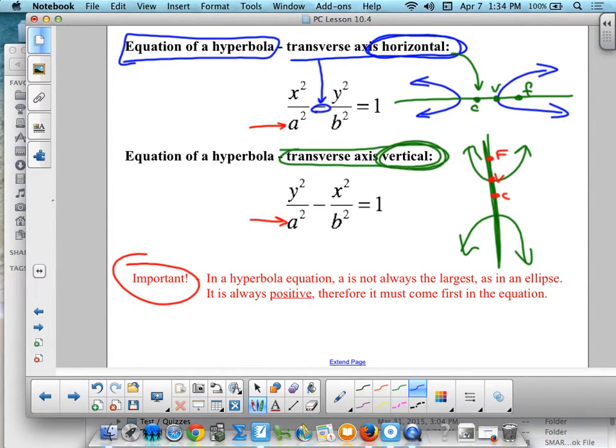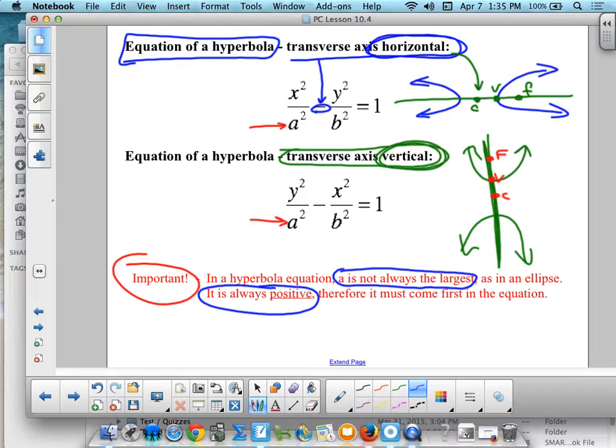Okay, what's so important? In a hyperbola equation, a is not what? Yeah, it's not always the largest. Can this a squared be smaller than b squared? Yes, it can. But wait a minute. Over here, was that true? A squared is the major axis. A squared will always be larger here than b squared. Okay, but not here. This can be either or. A squared can be bigger, a squared can be smaller. Don't worry about, oh my gosh, which one is it? Don't worry about that. Okay, it is always positive, by the way.